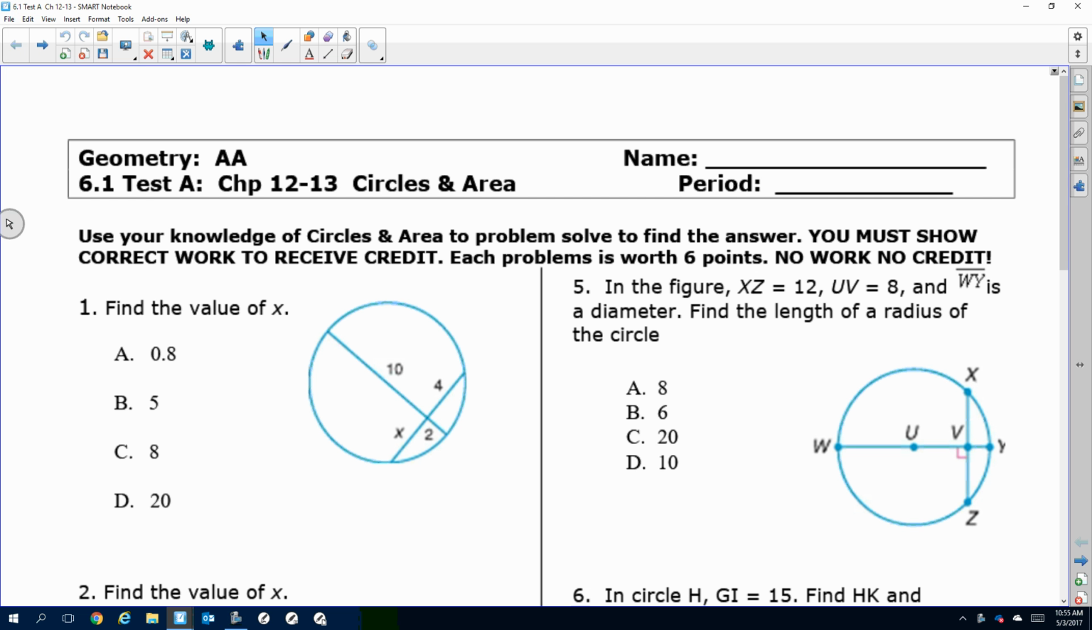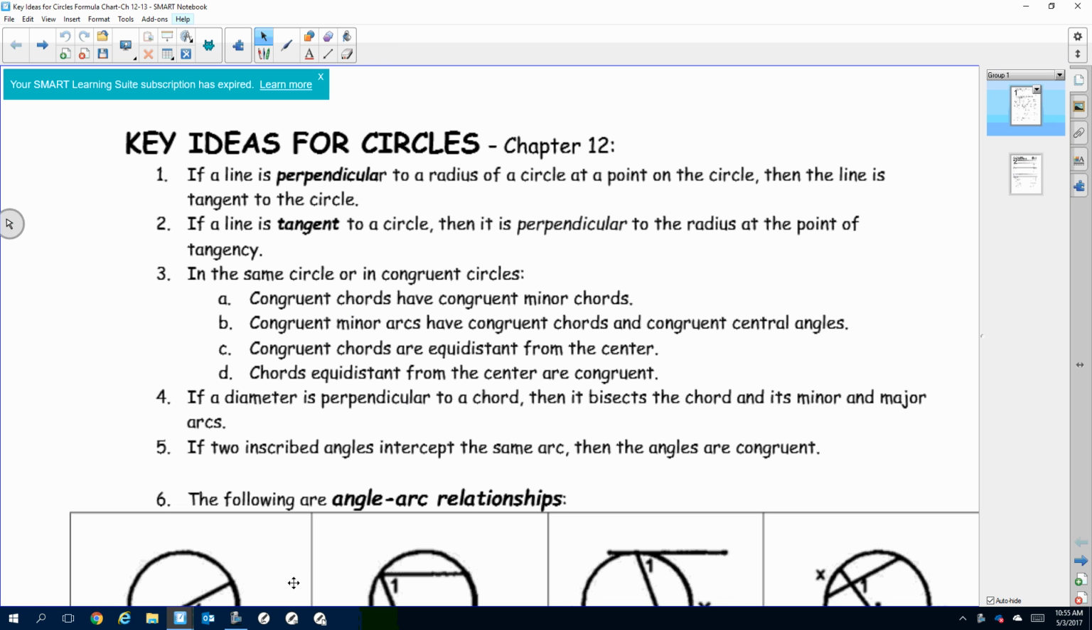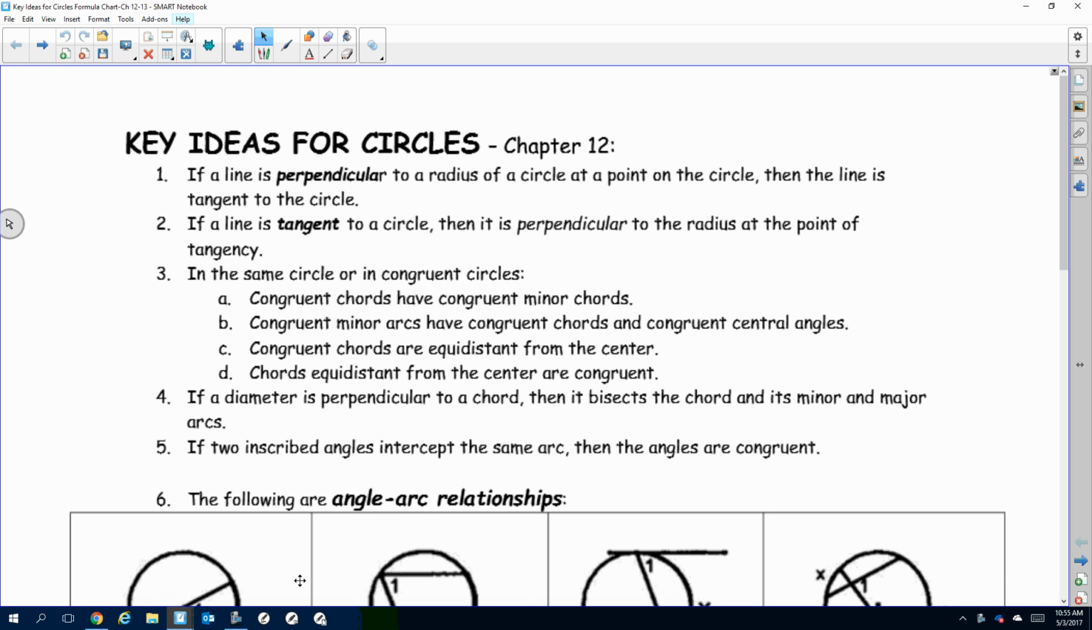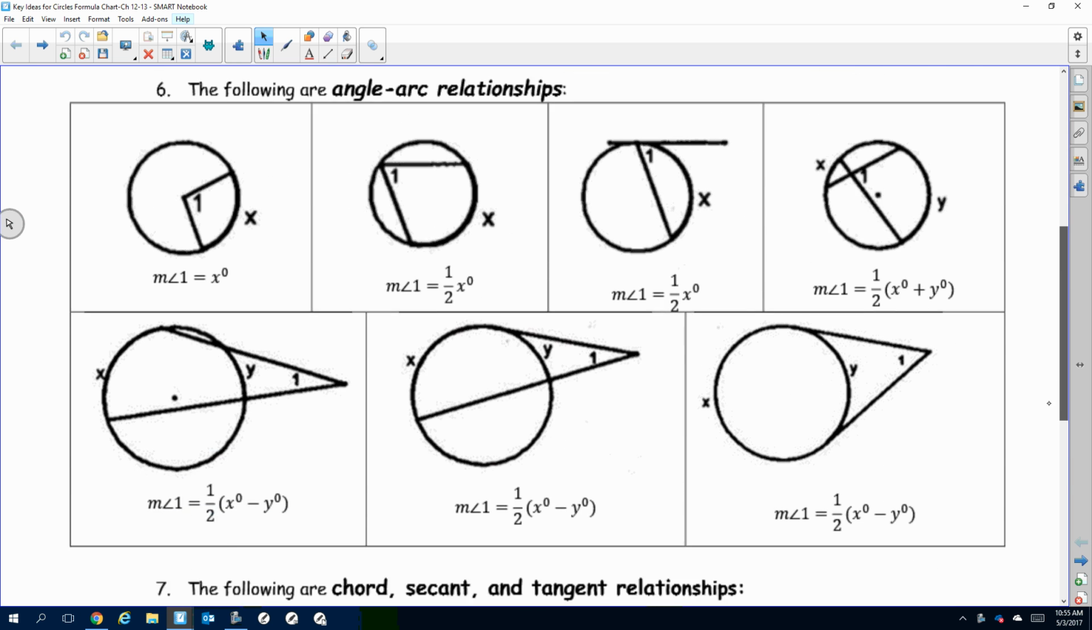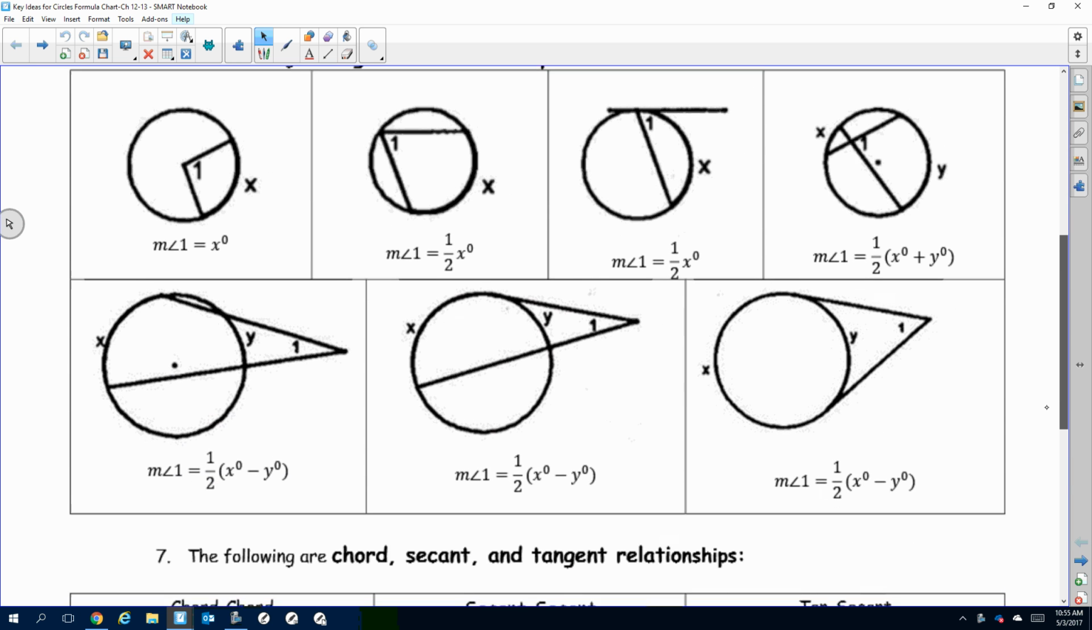Okay, I'm going to go over your test and refer also to your formula chart that you got to use on the test, these key ideas for circles to break down and make sure you know how to do it. Also, I'll tell you which ones are needed for your reassessment. Please take some time to go through these problems with me and make sure you understand how to work them.